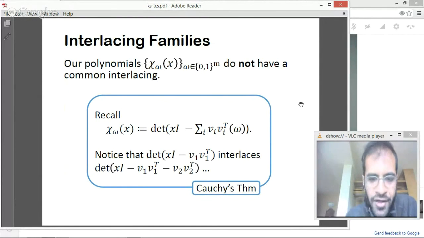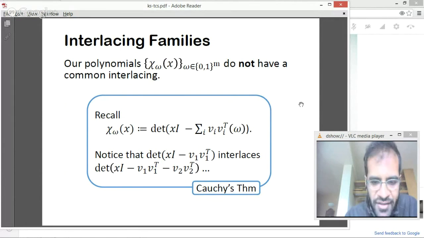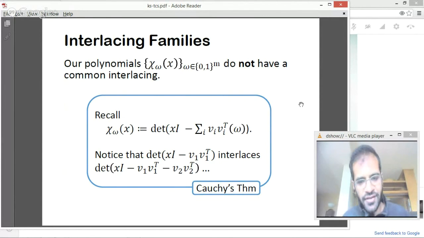Now, if I look at the partial sums, then I can find a lot of interlacing structure. Concretely, if I look at the characteristic polynomial of v1 v1 transpose, just one vector, and then I look at a partial sum of length 2, where I add 2 vectors, then Cauchy's interlacing theorem tells me that the characteristic polynomial of the sum of length 1 interlaces the sum of length 2. That's equivalent to the fact that if you have a matrix, then the eigenvalues of any minor interlace the eigenvalues of the matrix. So there is some interlacing structure in my polynomials. They don't have a common interlacing, but if I look at these partial sums and try to extend them, then I see interlacing happening.